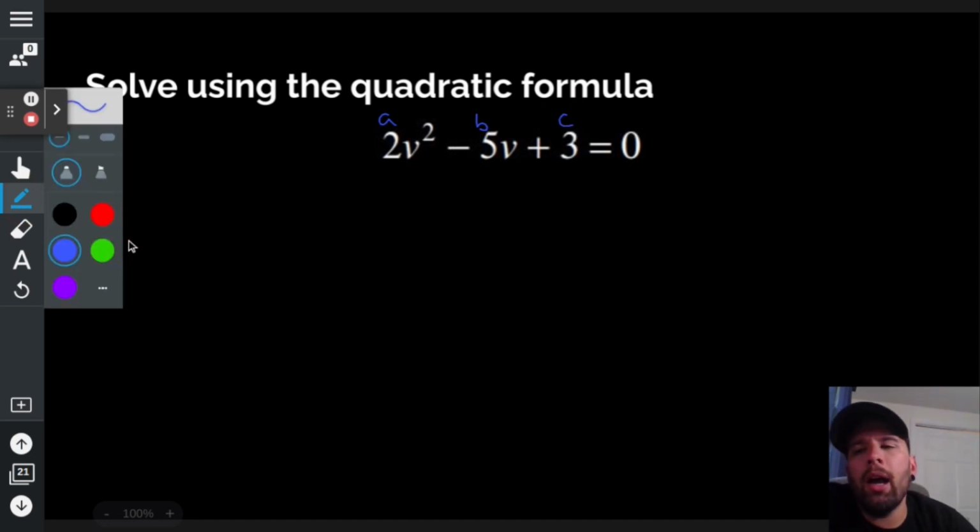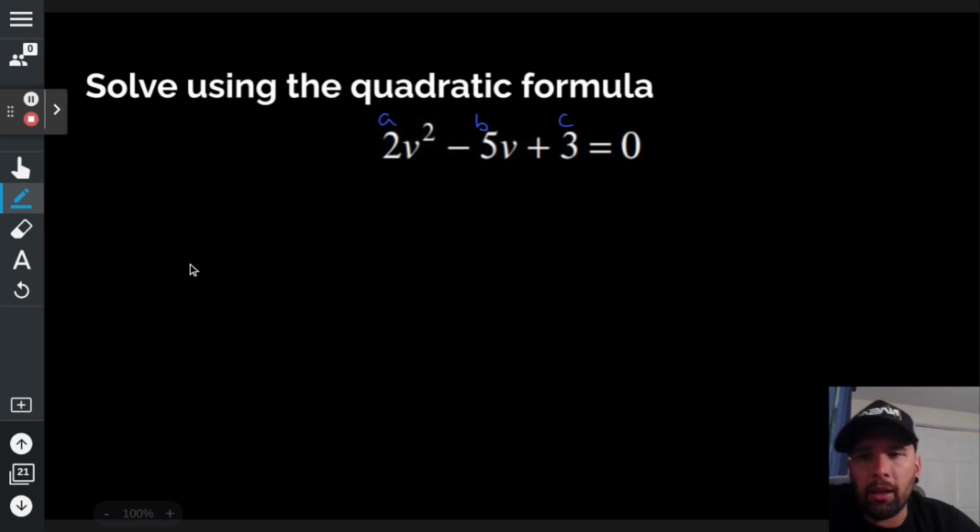Now, I have a song for the quadratic formula. It's a song. I wrote it. And if you steal it, I'm going to sue the heck out of you. It goes a little something like this.